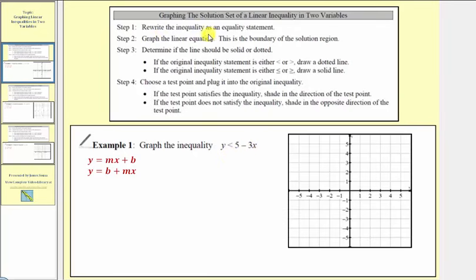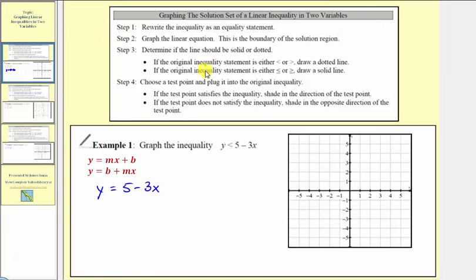we write the inequality as an equality statement, which means write the inequality as an equation. So step 1, we write y equals 5 minus 3x. Step 2, we want to graph a linear equation. This is the boundary region of the solution.